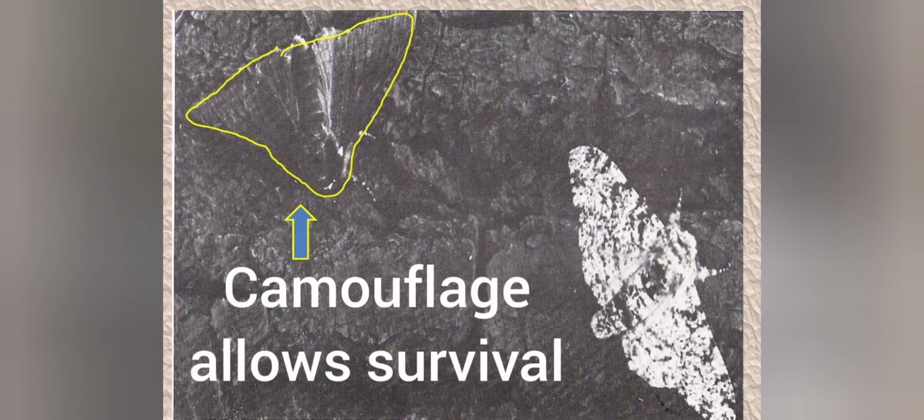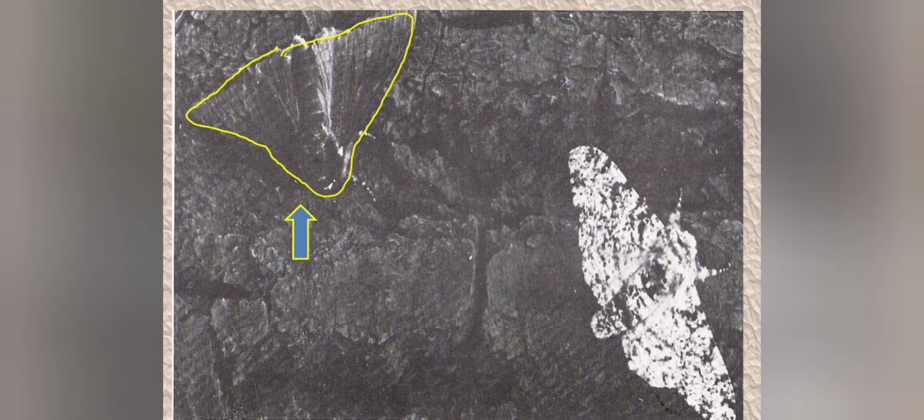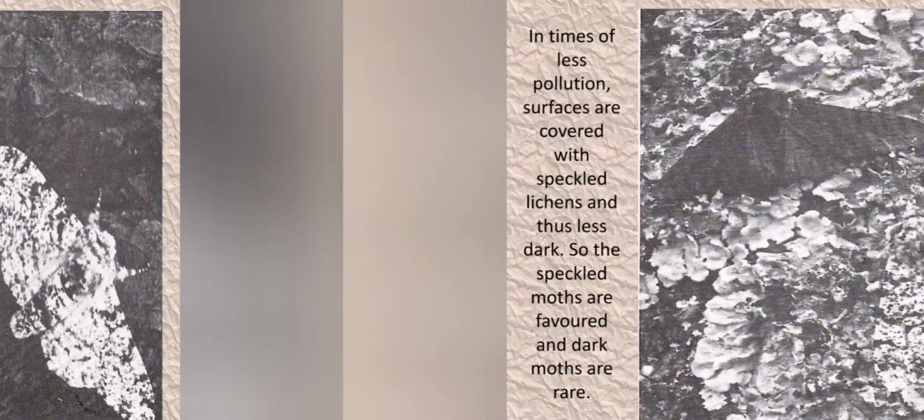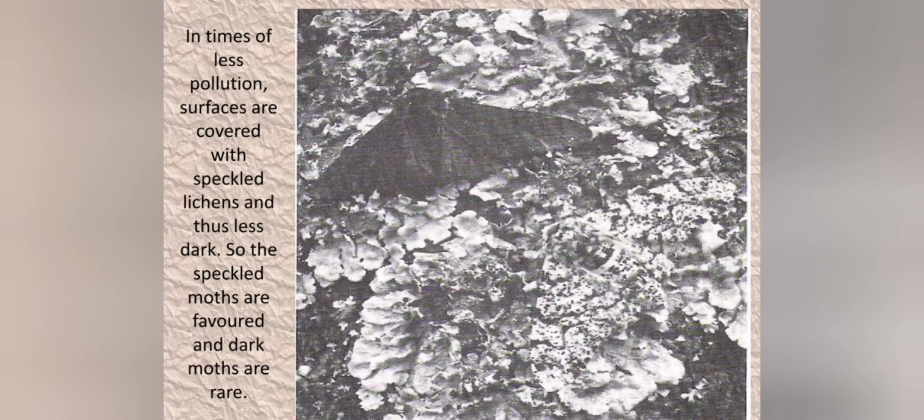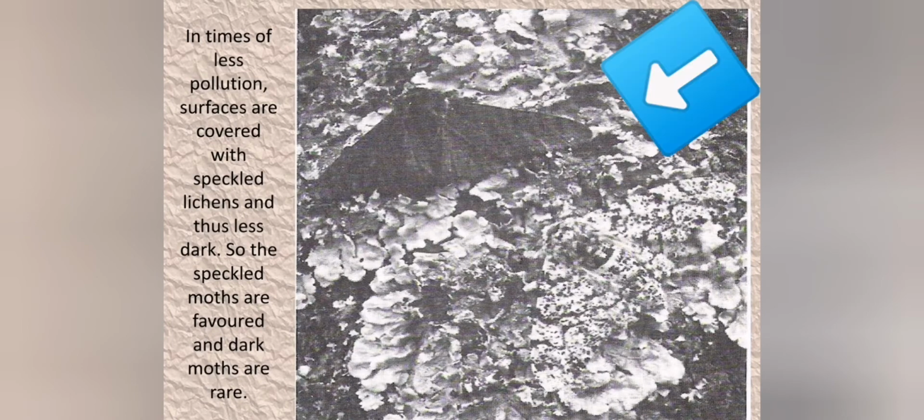The camouflage allows survival of the dark moth, and if obviously the dark moths survive, they will reproduce with one another, and their offspring or their babies will also be dark, so they will appear more, while the speckled moth that gets eaten because of a lack of camouflage will actually be less in numbers, and it would seem like they are disappearing. Now, in times of less pollution, surfaces get covered with lichens, which is speckled.